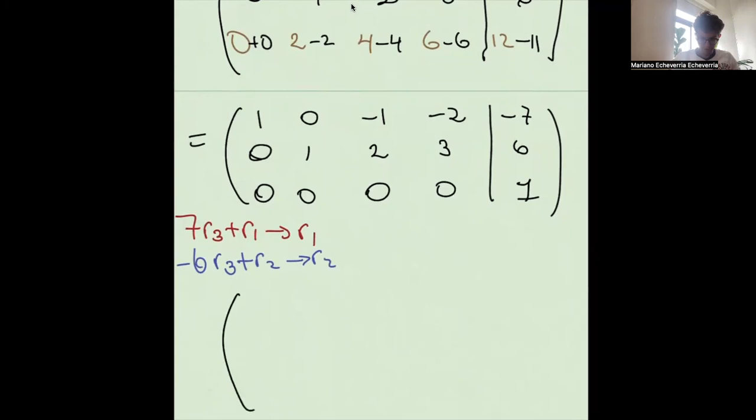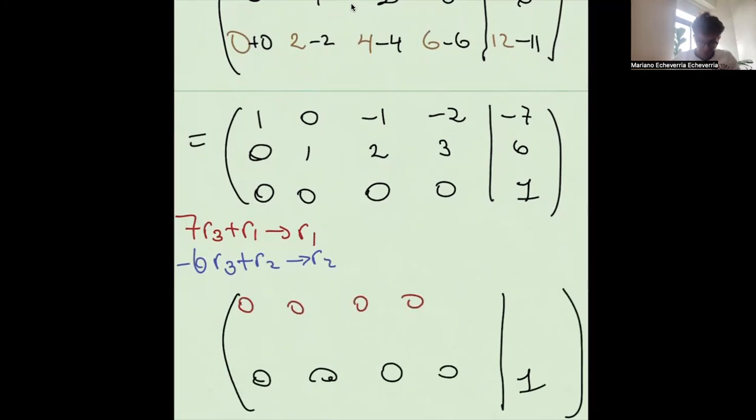Again, the row that I'm going to leave untouched now is 0, 0, 0, 0, 1. And then you get 0, 0, 0, 0, and then 7. And then you get 0, 0, 0, 0, and then 6. Oh, sorry, minus 6, because this one is minus 6. And then you add them to the row.